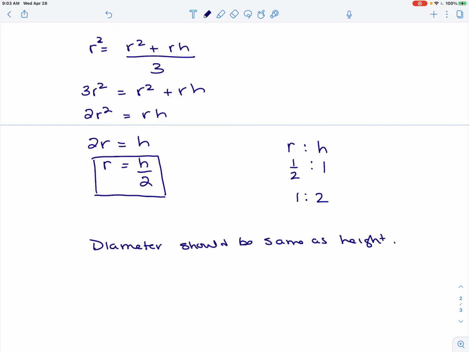Okay, so let's see if you can find in your house the optimal can. I have a guess of what you're going to find, but we'll see. Okay, till next time.